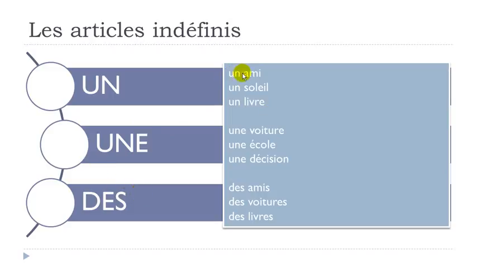All right, let's see a few examples now. Okay, here ami means friend. Okay, un ami, and then we tend to make this little link between the two. Un ami, un ami. Okay, soleil, sun. Un soleil. Livre, book. Un livre. Voiture, car, feminine. Une voiture. École, school, feminine form as well. Une école.